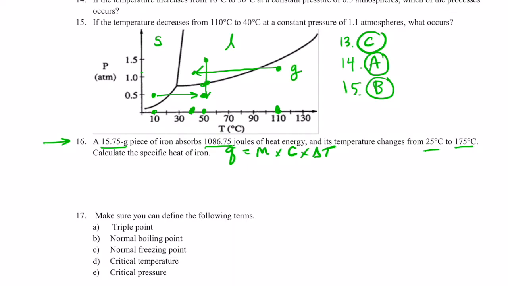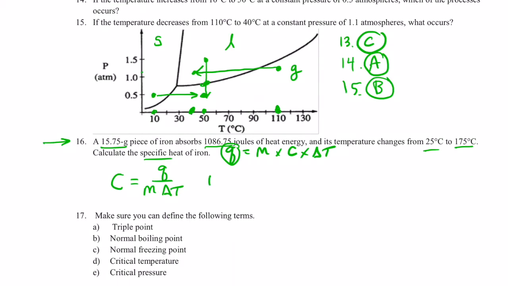Sorry, not how much heat does it absorb. We want to calculate the specific heat, because we know how much heat it absorbs, don't we? So we're going to solve for C, which is the specific heat, and that will be equal to Q divided by the mass and the delta T. I'm not going to do the math for you. I think you can take the time to do that, but let me plug in some numbers for you.